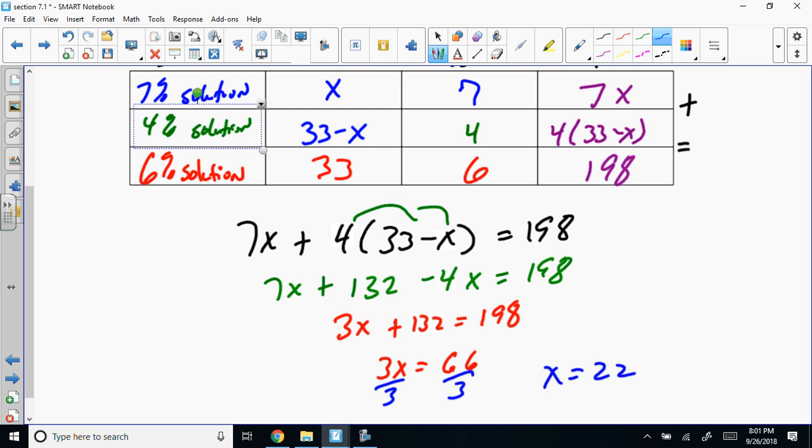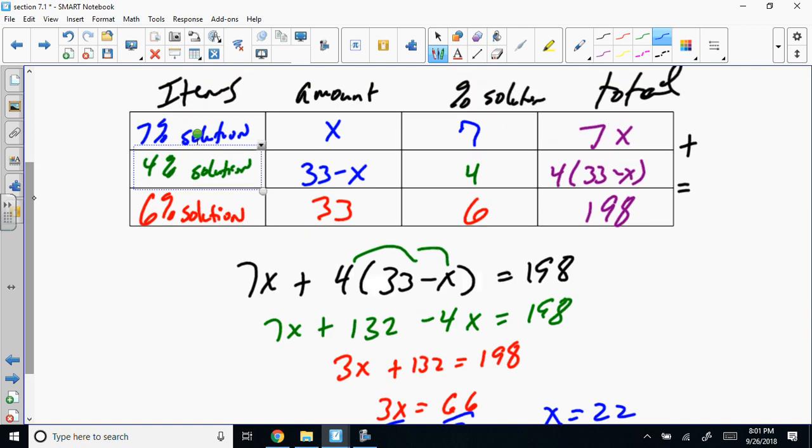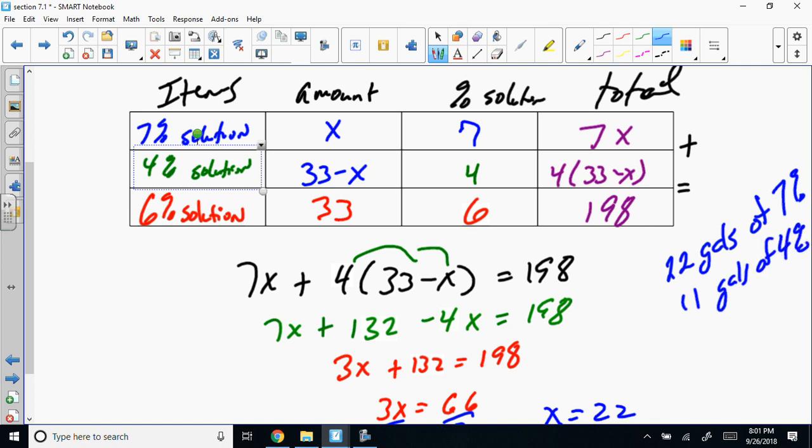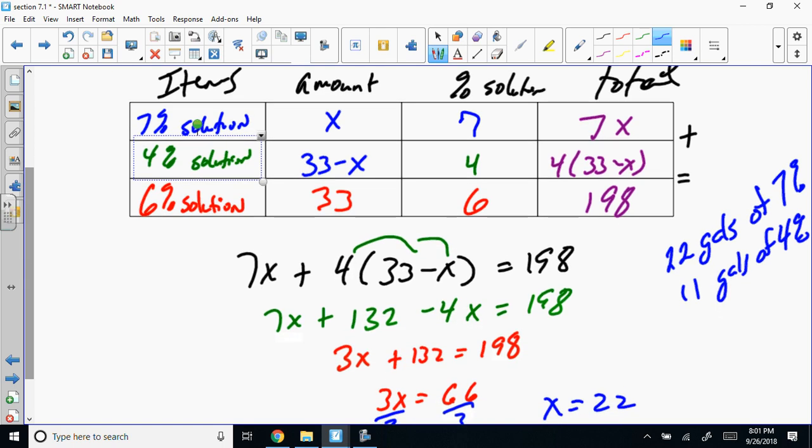X is 22, right? Yes or no? Okay, so X belongs to who? To the 7%, right? So I have 22 gallons of the 7%, and then 33 minus 22 would be what? 11 gallons of the 4%. I'll leave that right there. Take a look at it.